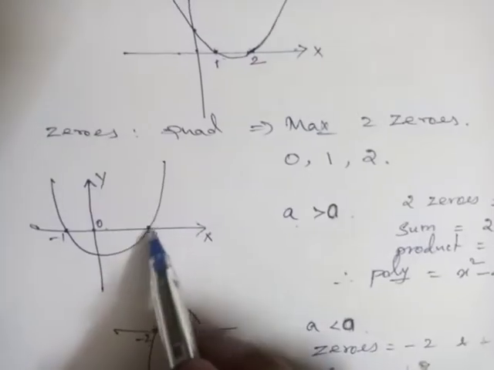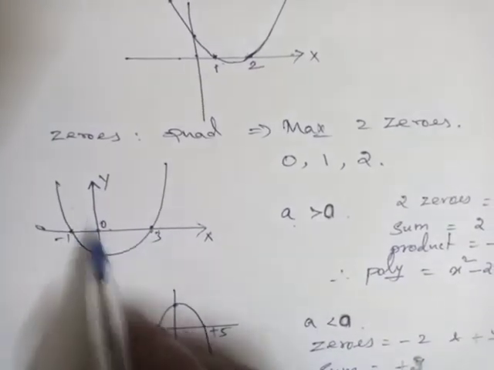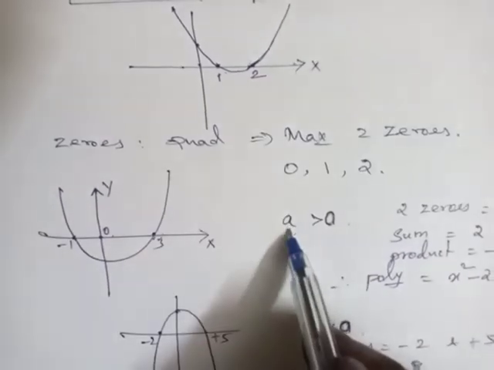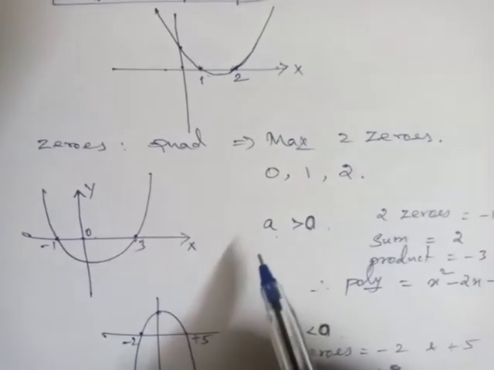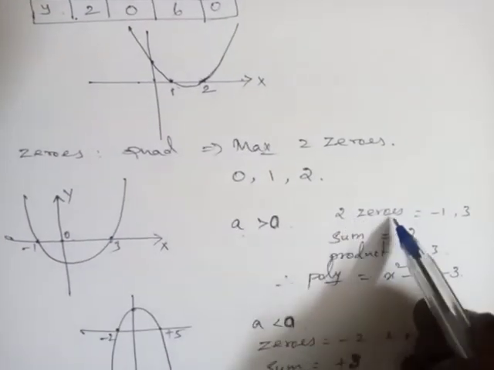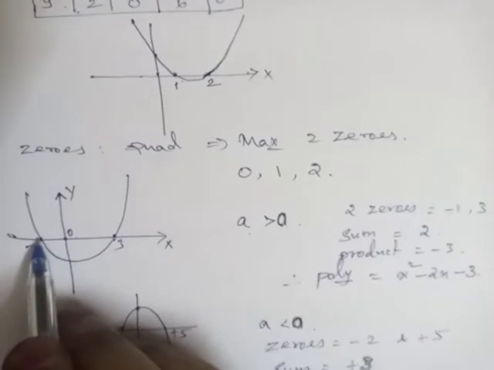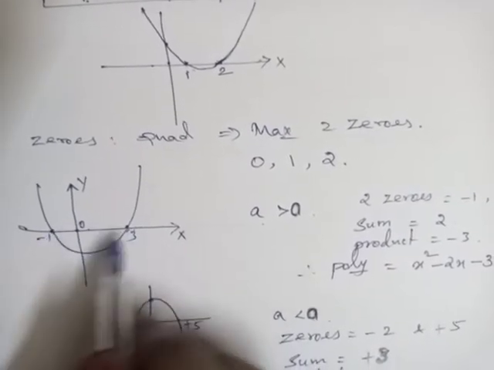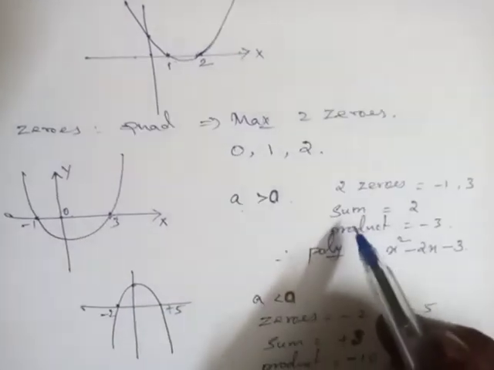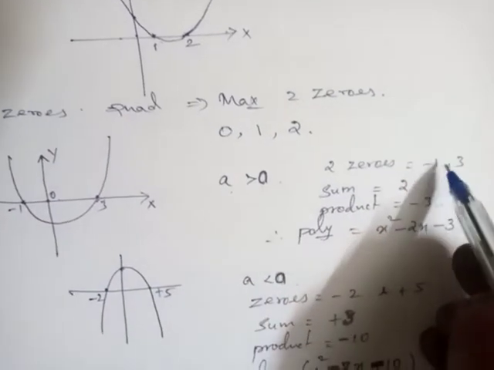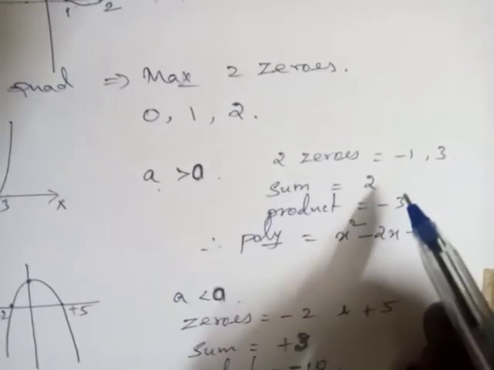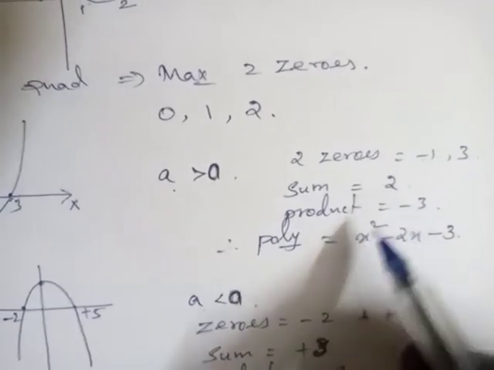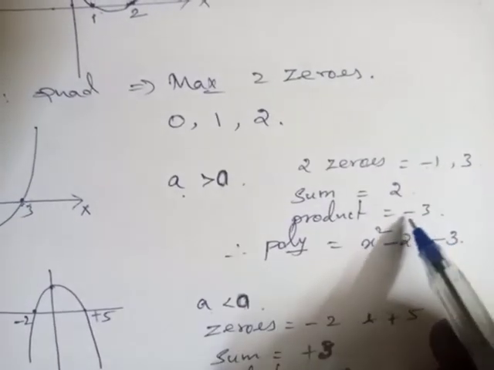Okay, right. First consider this one. It has 2 zeros and opens upwards, so a is greater than 0, right? The two zeros are minus 1 and 3. See here, where it cuts the x-axis, those 2 points are the zeros. What is the sum of the zeros? Minus 1 and 3. If you add these two, you will get 2. What is the product? If you multiply these, minus 3.